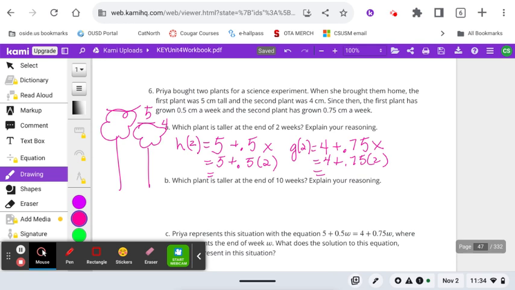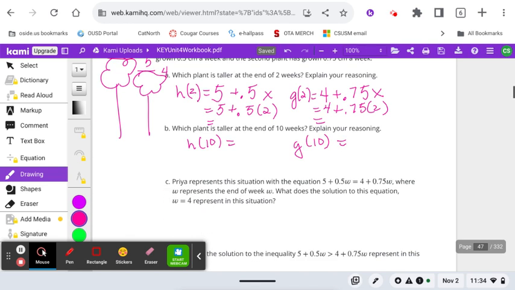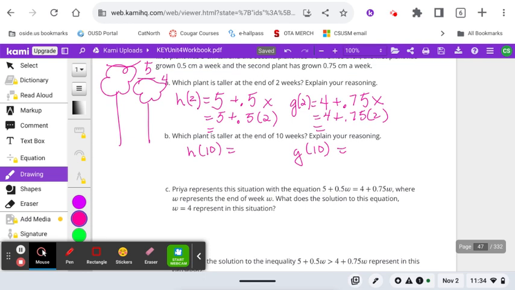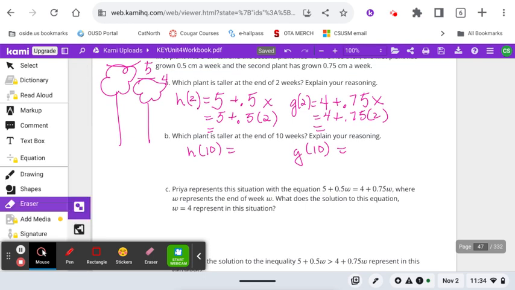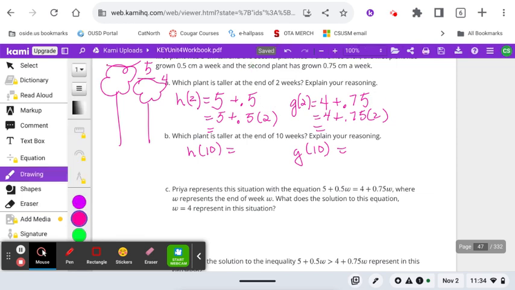But which plant is taller at the end of 10 weeks? You're going to notice that the further out, that second one starts to catch up. So can you plug in 10 to both functions and see what you get? Priya represents this equation where these two are set equal to each other. Oh, by the way, they did use W. Go back and make it a W.